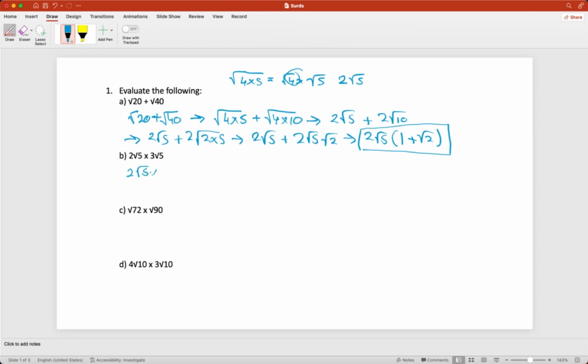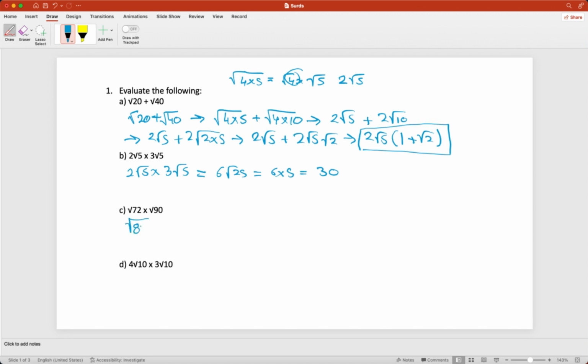2 square root 5 times 3 square root 5. So what you do is 2 square root 5 times 3 square root 5 equals 6 square root 25. Square root 25 equals 5. So 6 times 5, so 30. That's your answer. Next question. Square root 72 times square root 90.